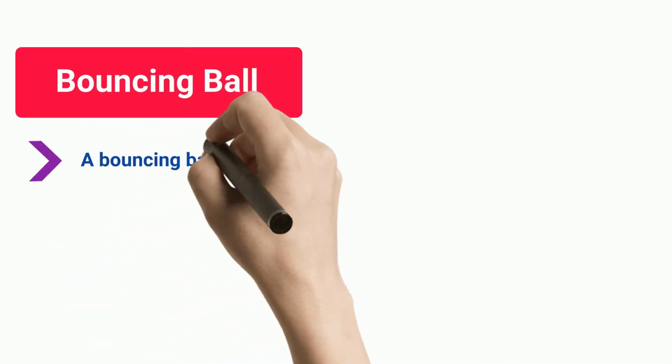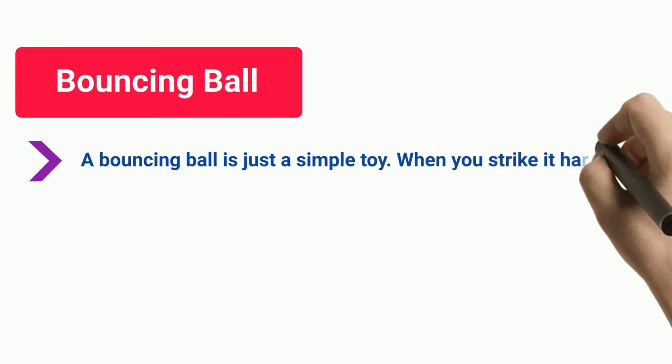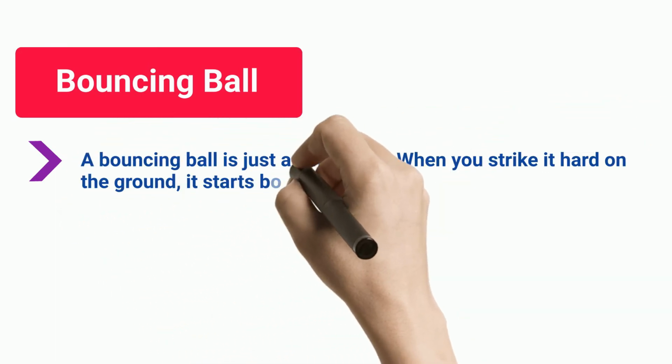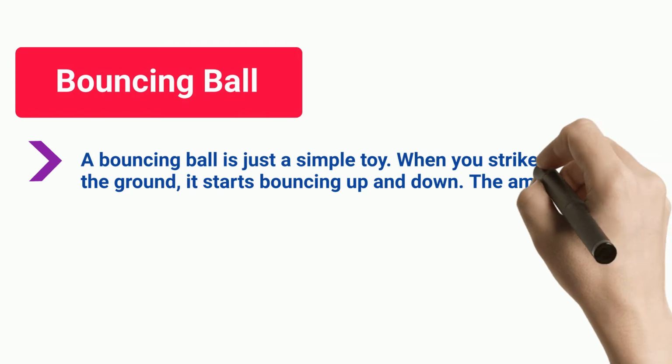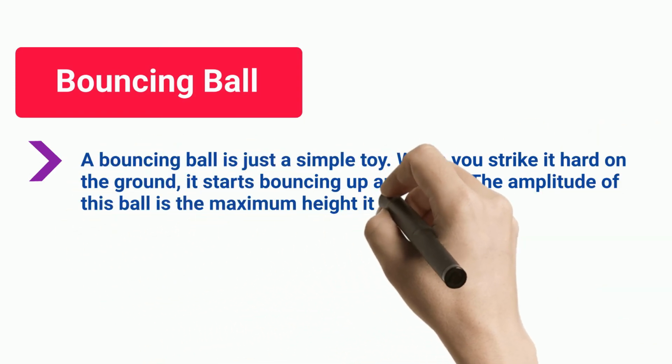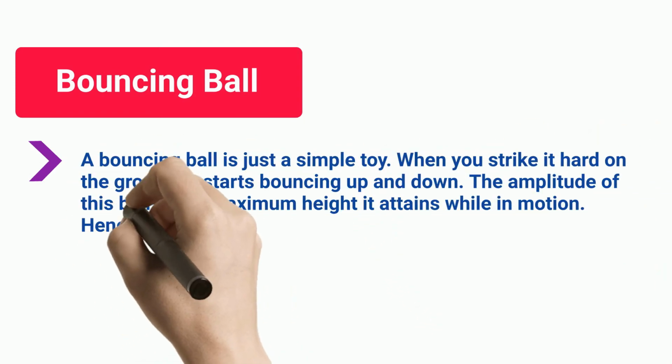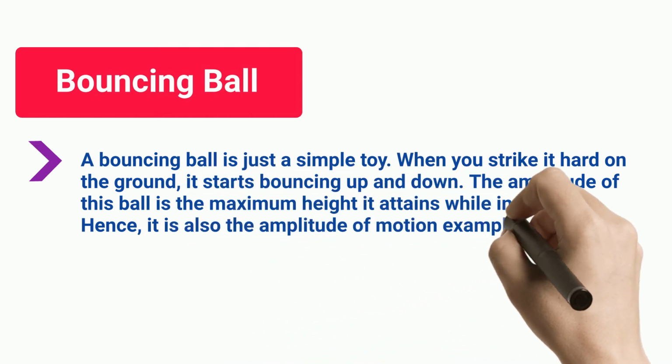Bouncing ball. A bouncing ball is just a simple toy. When you strike it hard on the ground, it starts bouncing up and down. The amplitude of this ball is the maximum height it attains while in motion. Hence, it is also an amplitude of motion example.